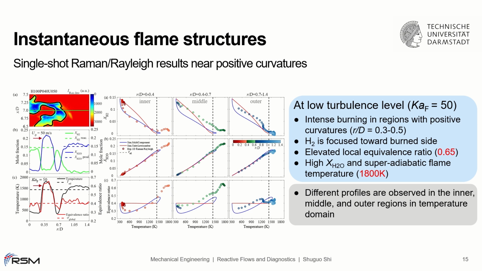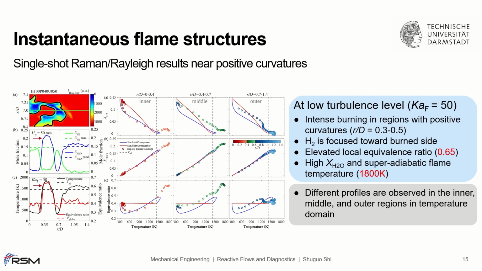Intense burning is observed in the post-flame region with positive curvature. In this region, the highly diffusive hydrogen is focused toward the burnt side, resulting in a locally fuel-enriched burning with a higher equivalence ratio, higher water mole fraction, and superadiabatic flame temperature. The figure in the middle shows the corresponding result in the temperature domain. The color bar denotes the spatial position.